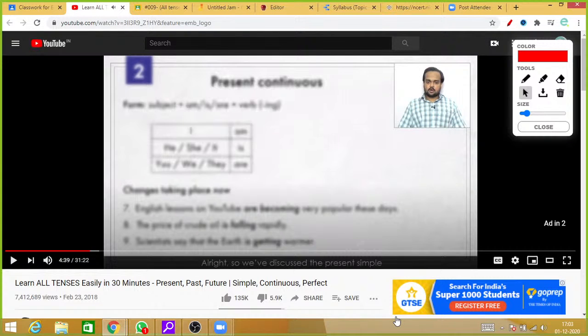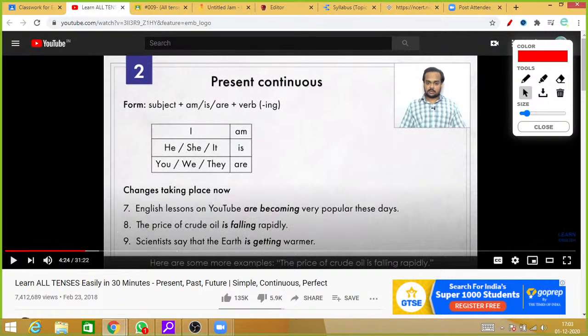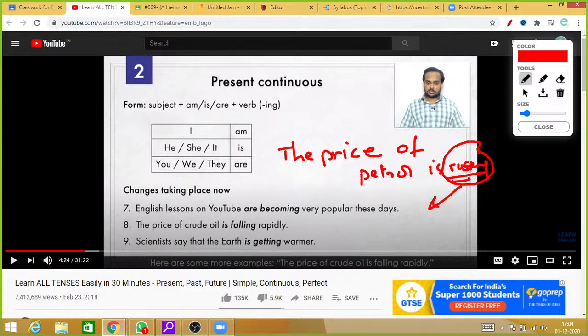Okay, we'll look at these two sentences more and that's all, and then we'll end the class. The price of crude oil is falling rapidly. Say, or crude oil, we can say. The price of petrol, these days it keeps rising, of petrol is rising. So rising is the verb here. Falling means it is decreasing. So this is the verb here. And why is? Because we are talking about one thing, petrol or crude oil or anything.